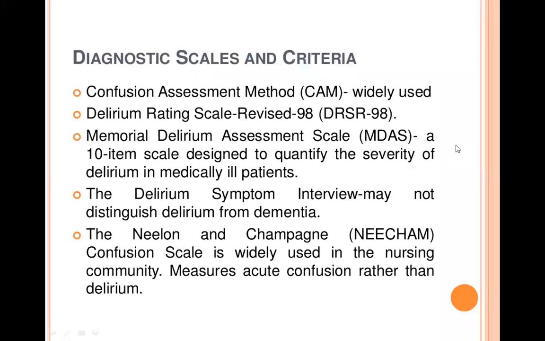Then what are the diagnostic scale and criteria? Basically, the diagnostic scales related to psychiatry are the Confusion Assessment Method, the Delirium Rating Scale, and the Memorial Delirium Assessment Scale, a 10-item scale designed to quantify the severity of delirium in medically ill patients. These scales and methods you have already studied in third year in the psychiatric subject.